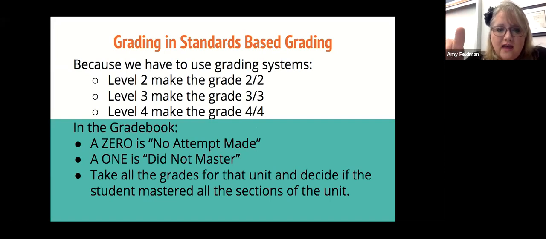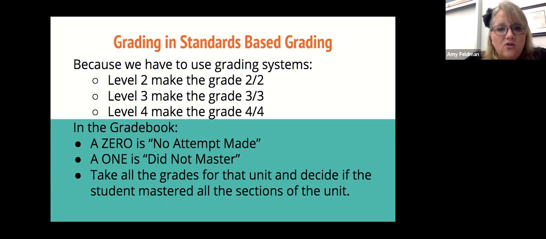And the reason I do that is because yes, they cannot identify or they cannot demonstrate, but they tried, okay? So I leave it as a 1 because they did not master it. And I only put a 0 in the grade book if they were absent or they did not do the assignment. Now, they can always make it up, as they can make up the 1s too.